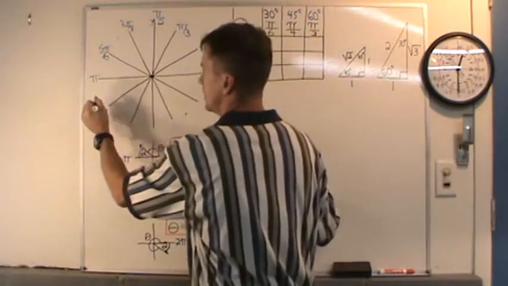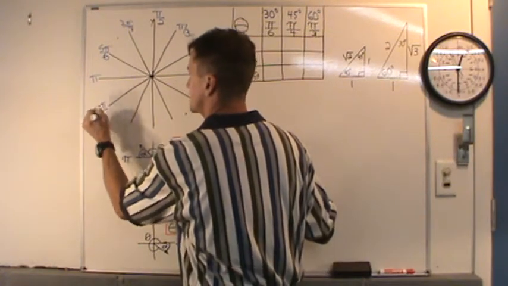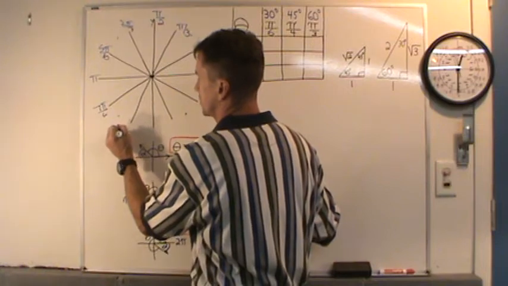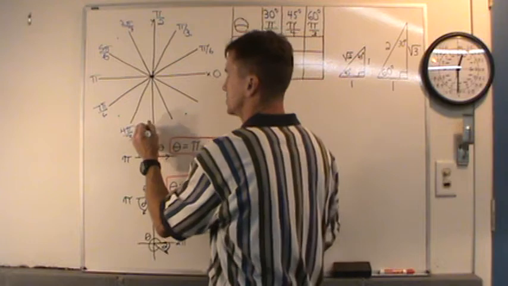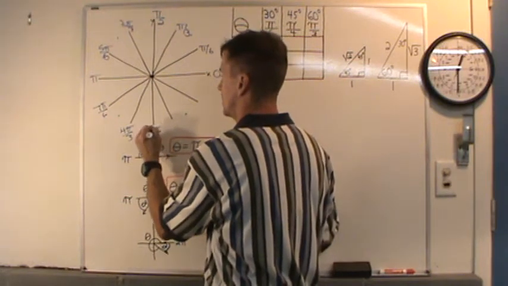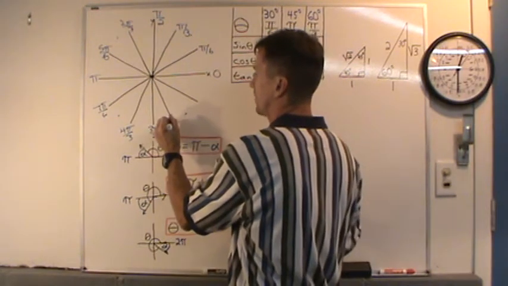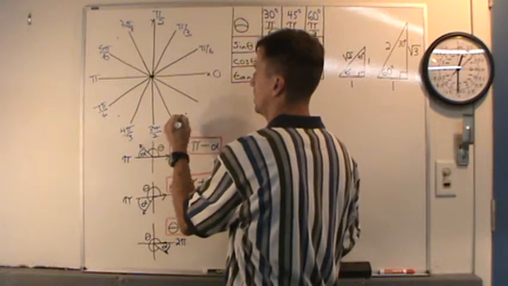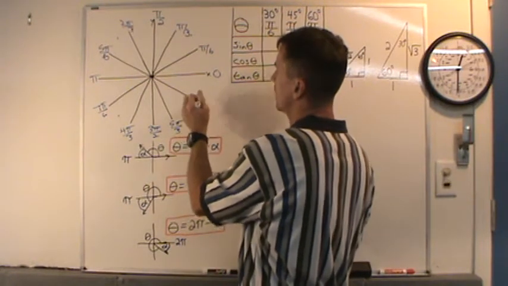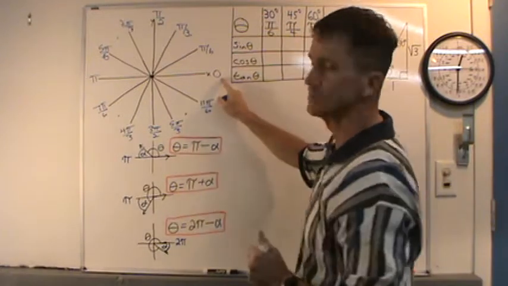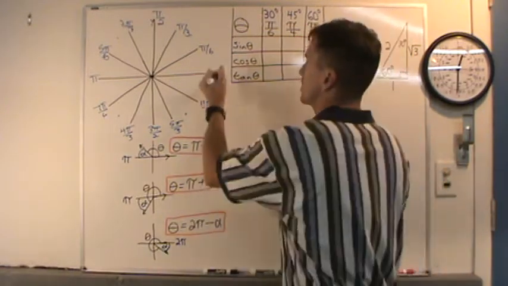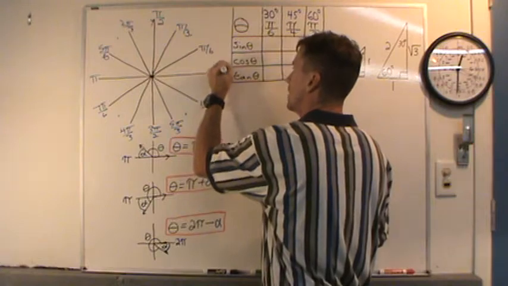Alright, keep going. 7 pi over 6, 8 pi over 6, which reduces to 4 pi over 3, 9 pi over 6 right here, which is 3 pi over 2 reduced, 10 pi over 6, we reduce that to 5 pi over 3, 11 pi over 6, and finally back at 12 pi over 6, or 2 pi. So I can put comma 2 pi.